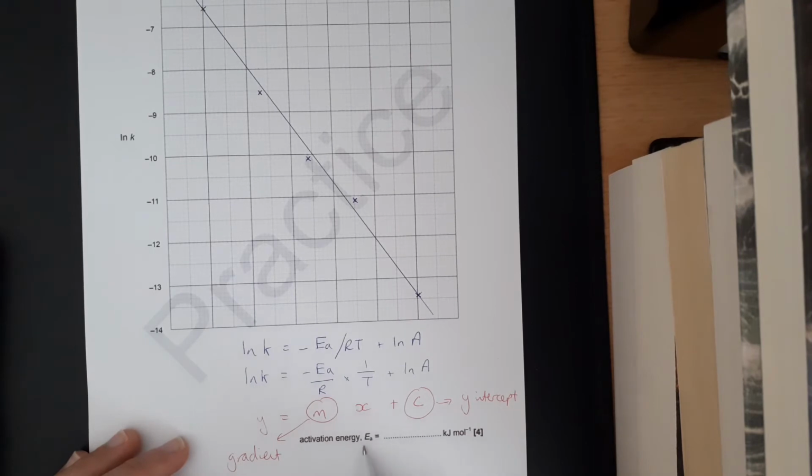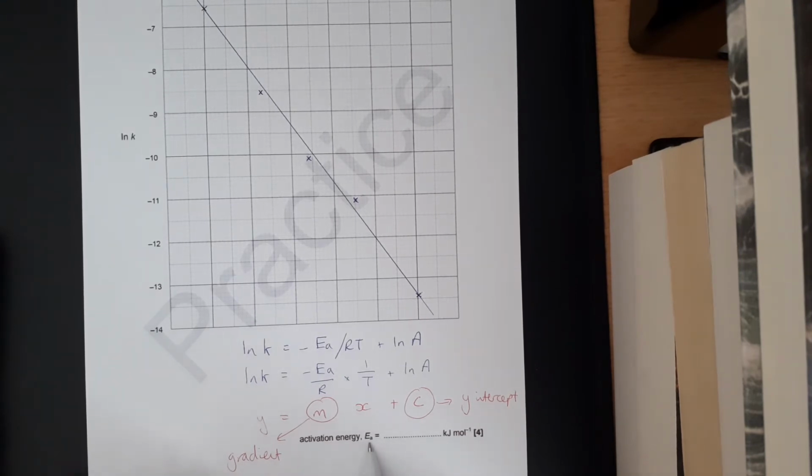Now, we want to calculate the activation energy. Okay, so we're looking at this term here. So the bit of our graph that we're interested in is the gradient. Okay, so that's the next thing we're going to go ahead and do. We're going to calculate the gradient of our line of best fit that we've done here.